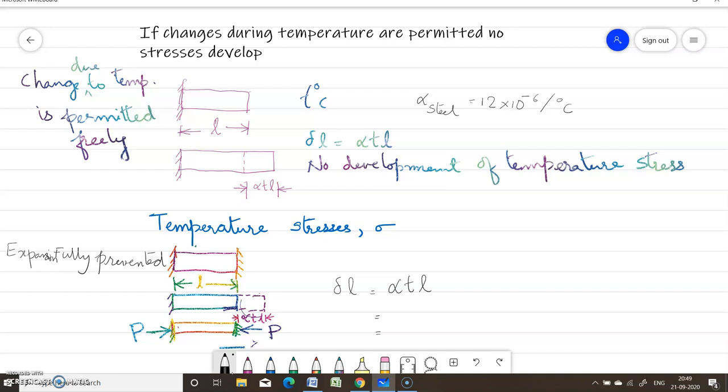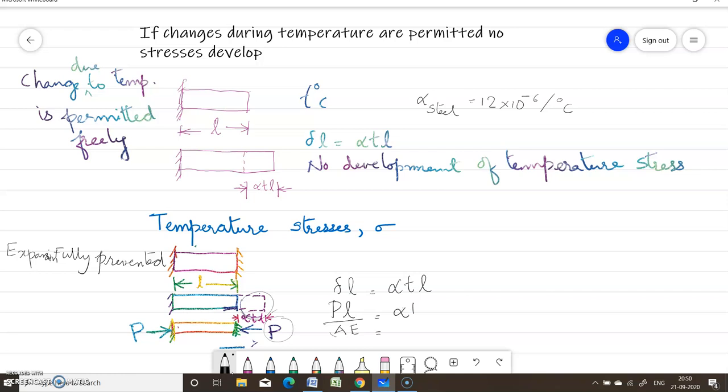There is a shortening of this much length, even though there is an increase in length. Even though there is an increase in length, there is a shortening of alpha into T into L due to P. So we can write, if P was the force, the change in length would have been PL by AE, where P is the force exerted by the support, L is the length of the bar, A is the area of cross section, and E is Young's modulus of elasticity.